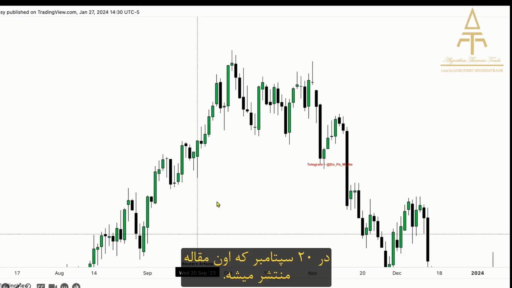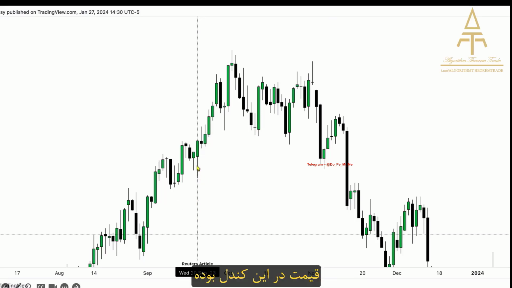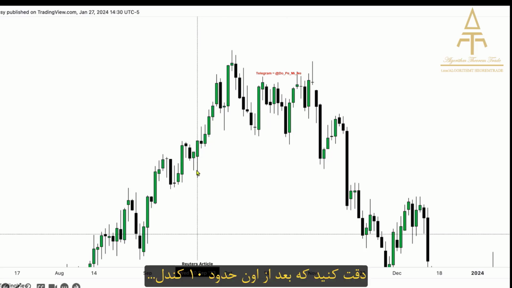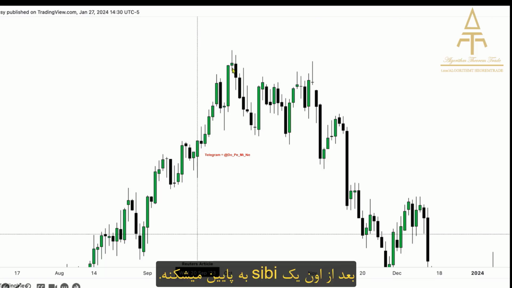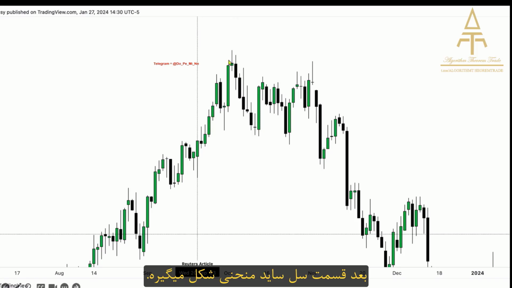On September 20th, that article came out from Reuters. It was inside of this candle here on this day that the article came out. Notice that afterwards there were only about 10 candles that were still inside of an uptrend. And from there on, a monthly CB gets reached, that CB that we discussed. And from there on, the sell side of the curve unfolds.